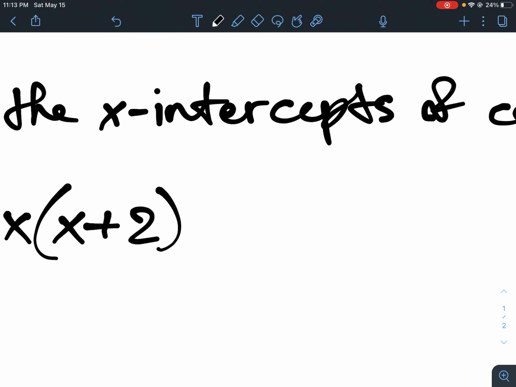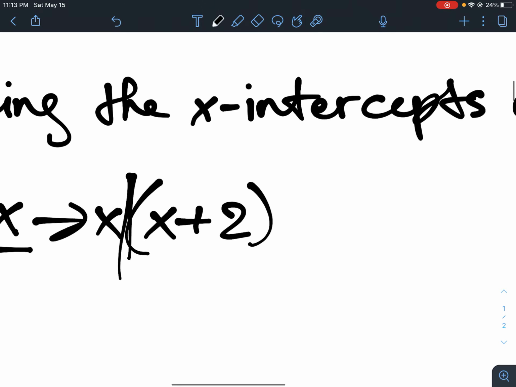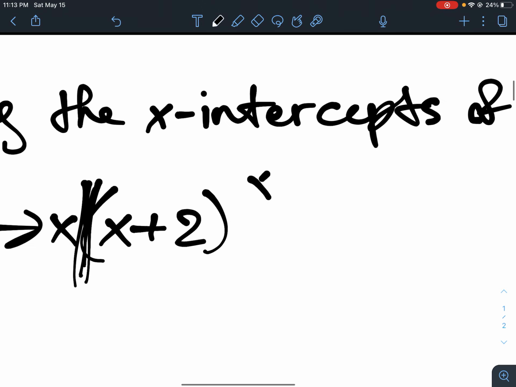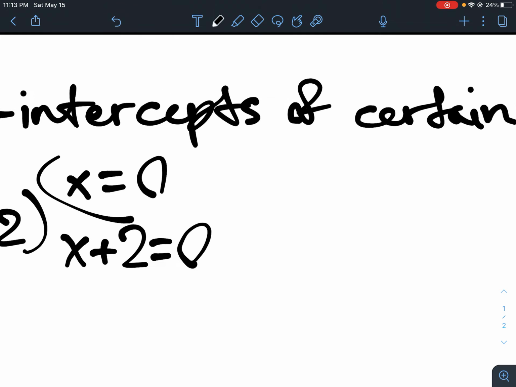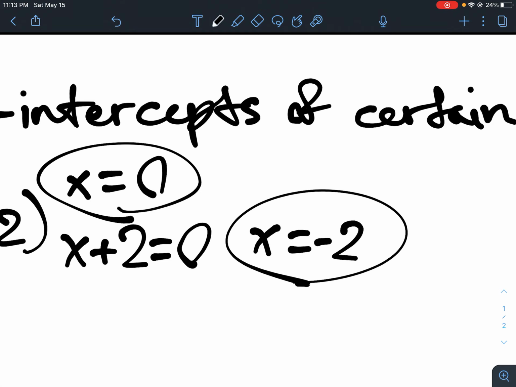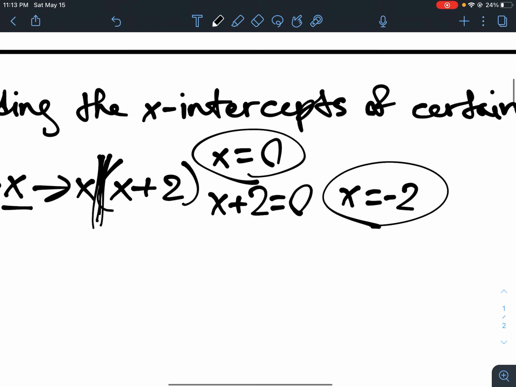But we're not done yet, because factoring is finding the x-intercepts. You have to separate these, very important by the way, and set them to 0. And this will give us the roots of x equals 0 and x equals negative 2, because you minus 2 to the other side.